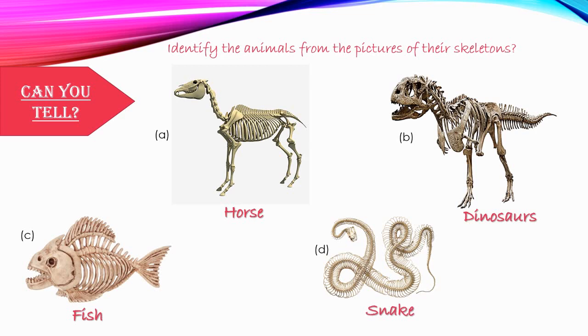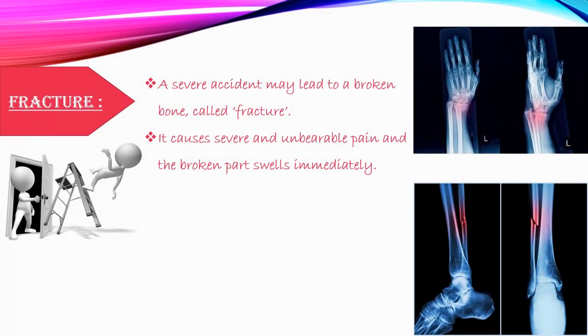Now let's understand about fracture. What is a fracture? A severe accident may lead to a broken bone, especially bones in the legs or arms. And this broken bone is known as a fracture. It causes severe and unbearable pain, and the broken part swells immediately. And the treatment for a fracture includes applying a plaster cast that holds the broken bone in place while it heals.